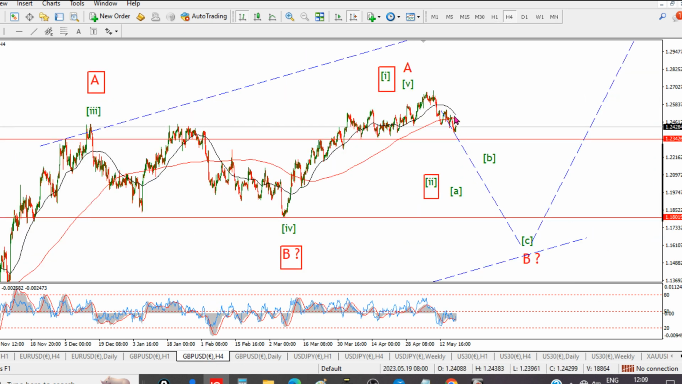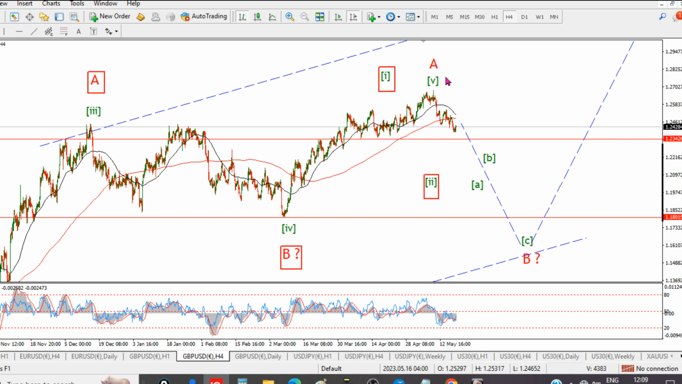Okay, here is the 4-hour count in cable. Looking for an A wave down. So it could be 5, it could be 3 waves. I don't particularly know, but the initial decline and the continuation this week is encouraging.